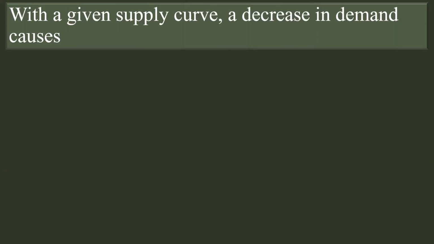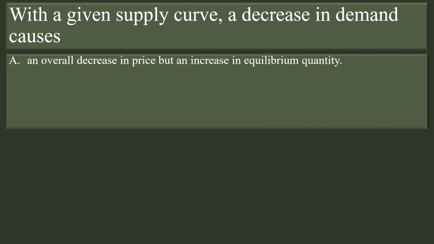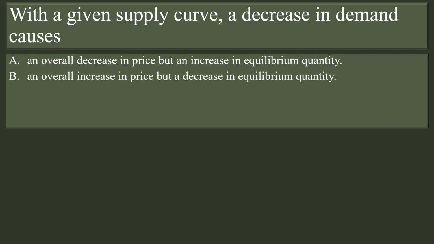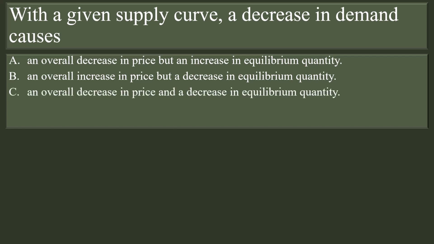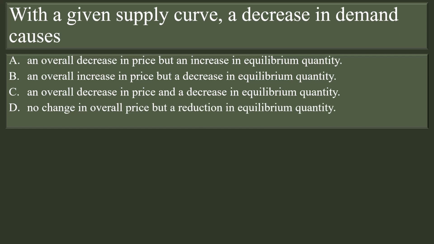With a given supply curve, a decrease in demand causes an overall decrease in price but an increase in equilibrium quantity, an overall increase in price but a decrease in equilibrium quantity, an overall decrease in price and a decrease in equilibrium quantity, no change in overall price but a reduction in equilibrium quantity. To find an answer for this, you have to think of the graph.